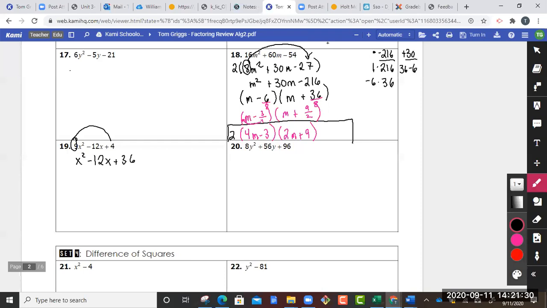All right, so that's the first step. Second step is two numbers to multiply together to give you positive 36. Add together to give you negative 12. In this case, it's negative 6 and negative 6.